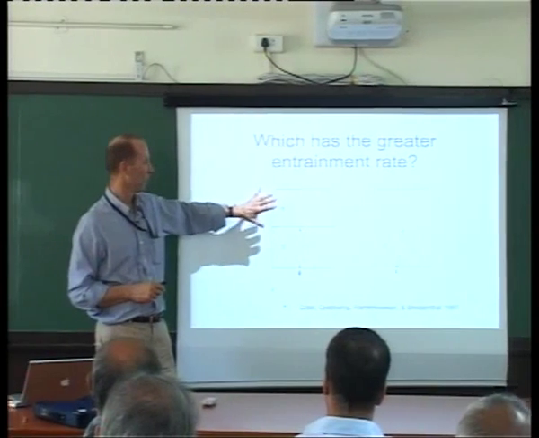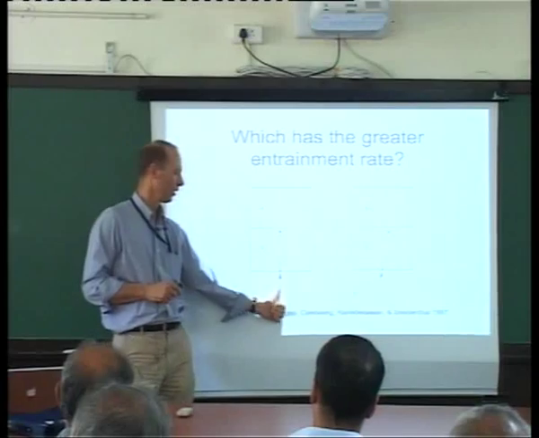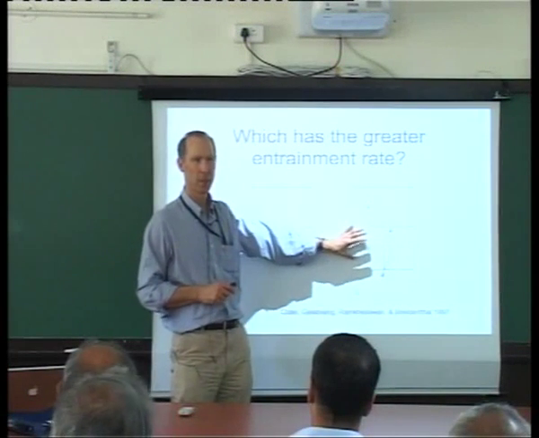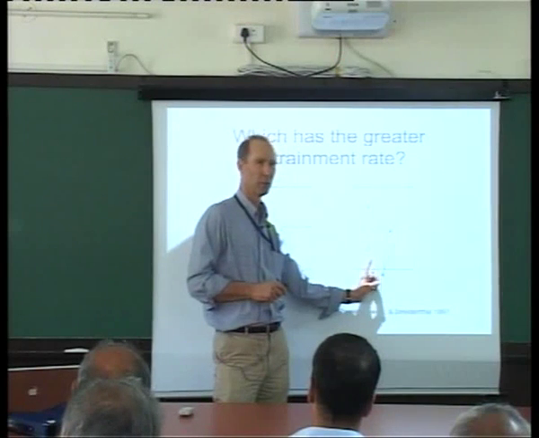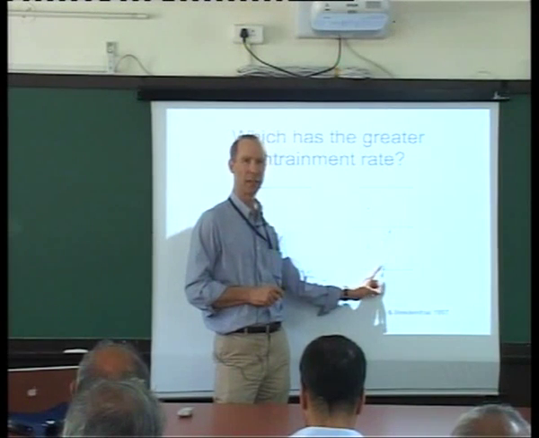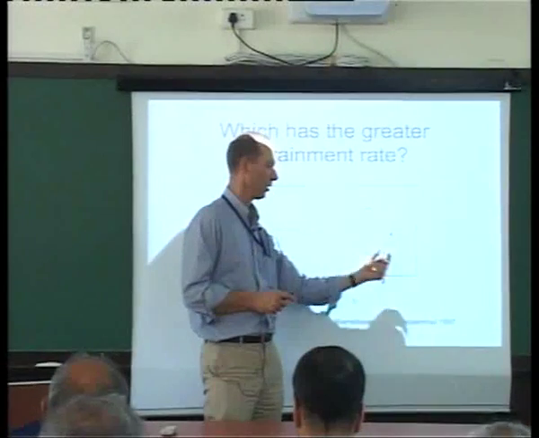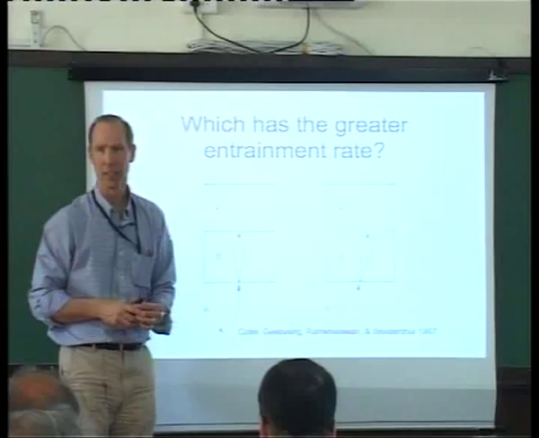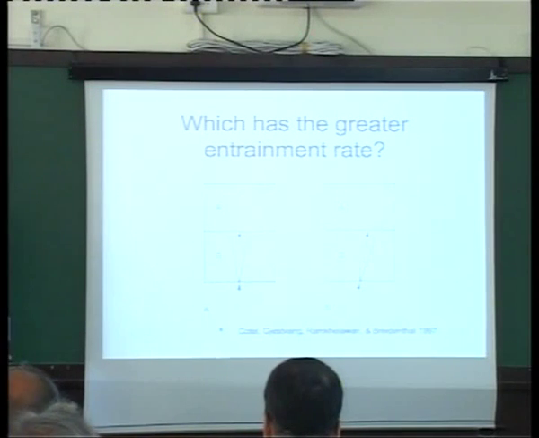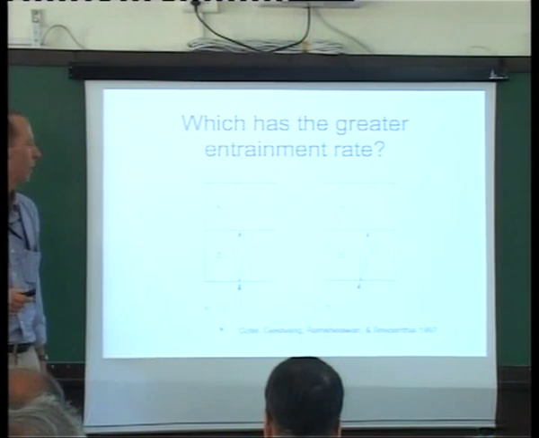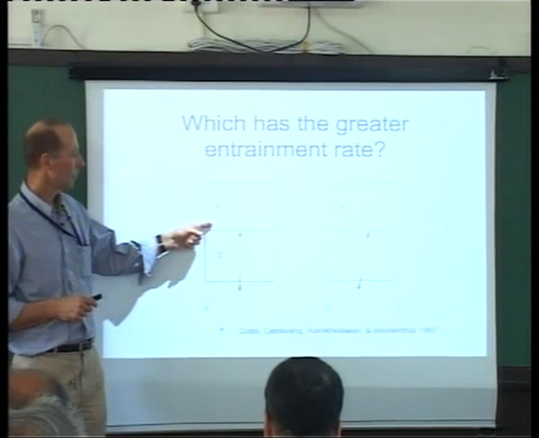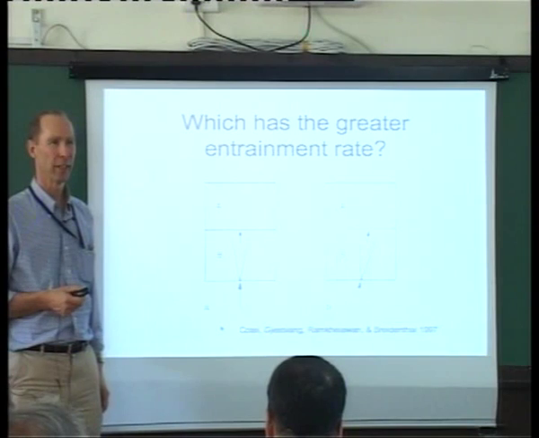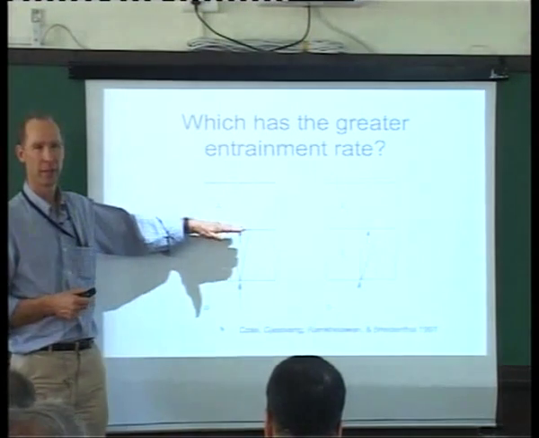So experiment A has the jet vertical. Experiment B is exactly the same as A, except the jet is tilted just 15 degrees, and precessed. There's a rotating nozzle block here. So the jet does this. Do you understand the experiment? So here's the question. Which of these two experiments has the greater entrainment rate across this thin stratified interface?